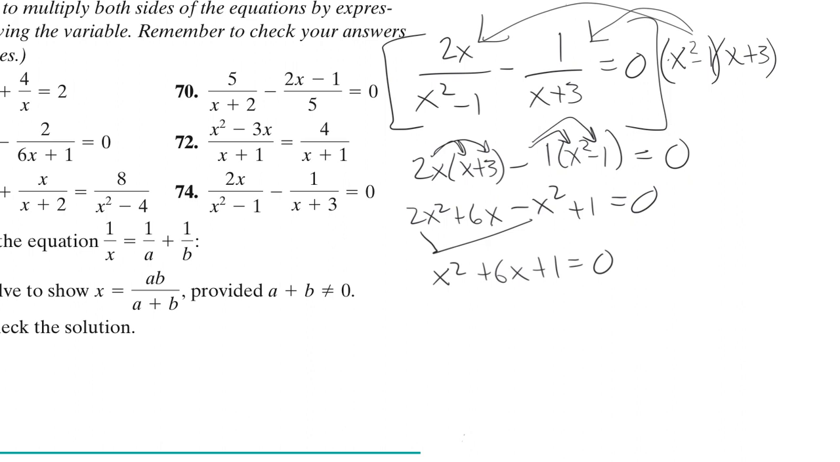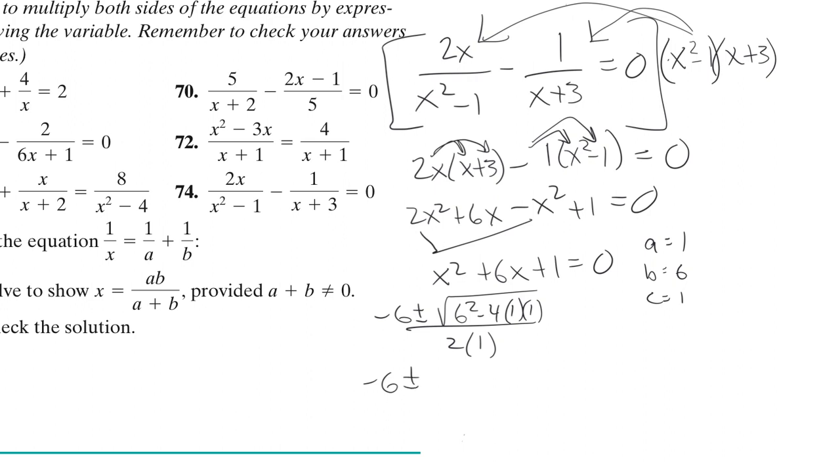And I pause for a moment because I'm not going to be able to factor this. It's going to have to be the quadratic formula. So A equals 1, B equals 6, and C equals 1. That would be the opposite of 6 plus or minus the square root of 6 squared minus 4 times 1 times 1, all over 2 times 1. So it's negative 6 plus or minus the square root of 36 minus 4, over 2. That is negative 6 plus or minus the square root of 32, divided by 2.